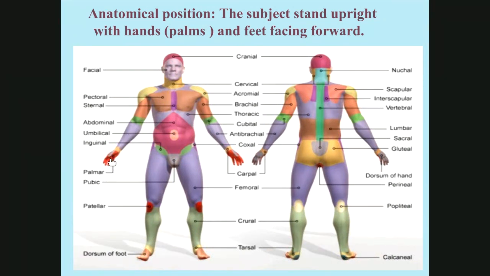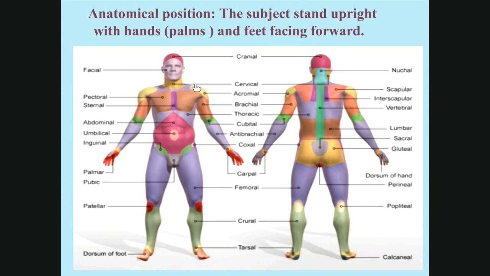So if you put your palms facing forward, your thumb is going to be superior and your fifth phalange or fifth finger is going to be inferior. So the palms in this situation are facing forward. So we're talking about anatomical position, we will always refer to this. Let's talk about some other terms.